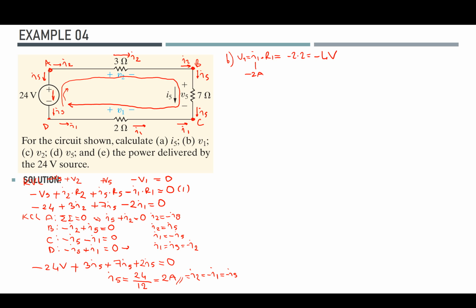In part C, the same applies for voltage V2. For V2, I'm going to calculate the voltage drop as I2 times R2, and since I2 is 2 amps, as we can see, and R2 is given as 3 ohms, then I'm going to get 2 times 3, which is 6 volts.